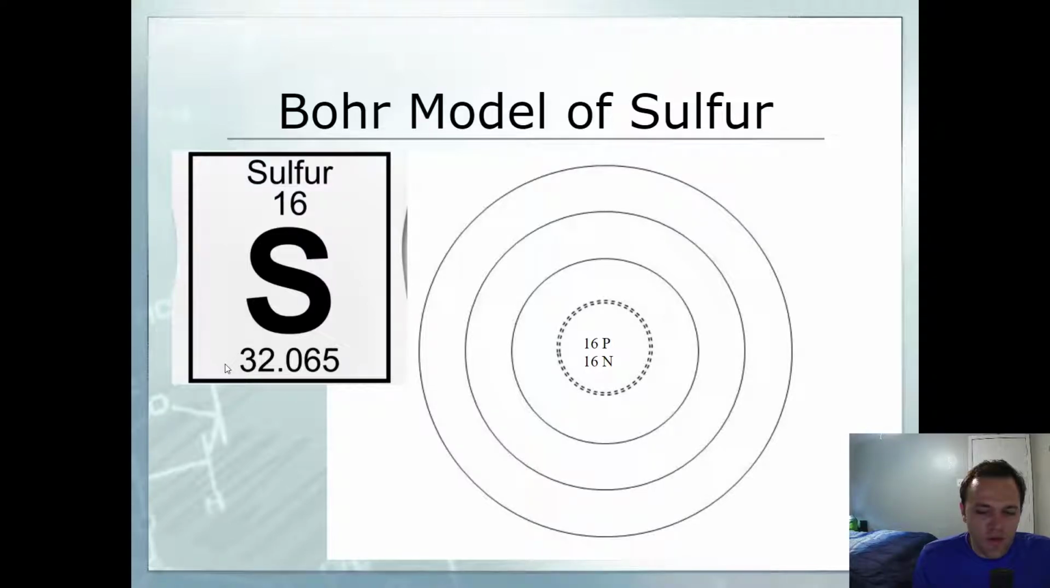So if the atomic mass is 32, and we have 16 protons, you've got to subtract the 16 to find out how many neutrons there are. So 32 minus 16, that means you have 16 neutrons. All right.